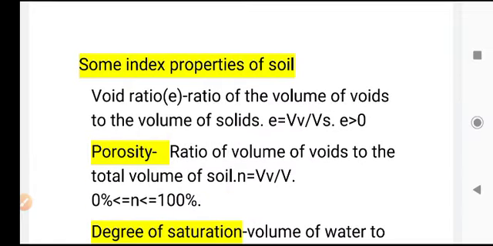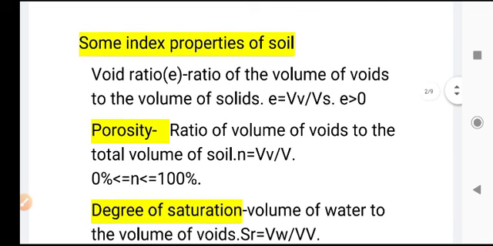Now, some index properties of soil. First, void ratio. It is nothing but the ratio of the volume of voids to the volume of solids. It is denoted by small e. Its value can be any value greater than 0.